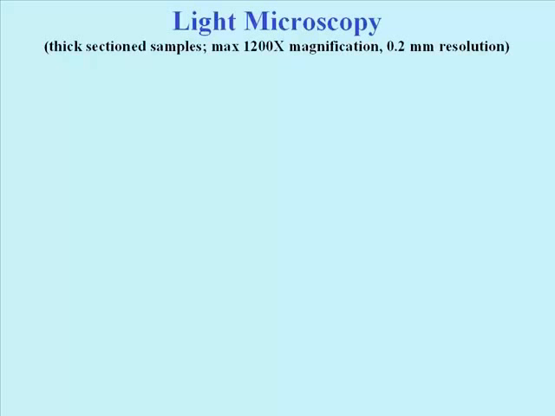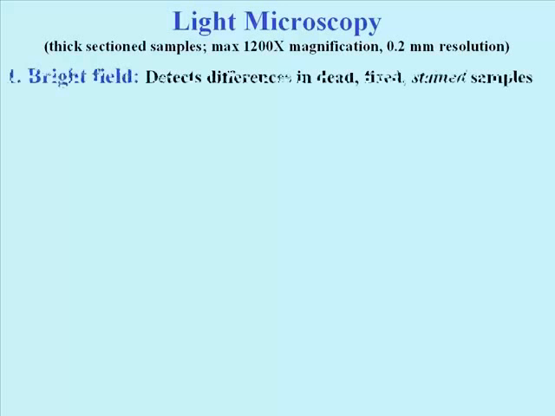Magnifications range up to about 1200-fold, 1200x, with a resolution of 0.2 nanometers. Resolution is the ability to discriminate between objects in the microscope. A resolution of 0.2 nanometers means that you can distinguish between two small objects that are, in fact, 0.2 nanometers apart. Objects closer than that will blur into a single fuzzy object in the microscope.